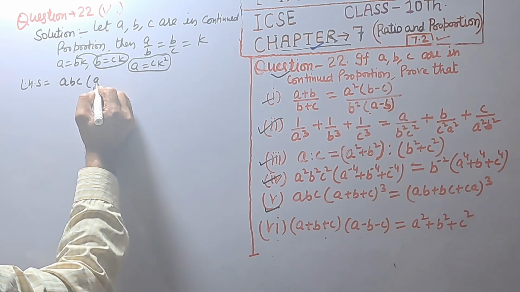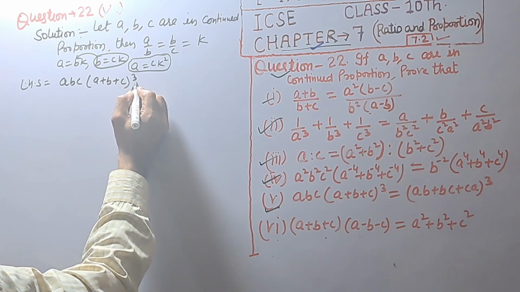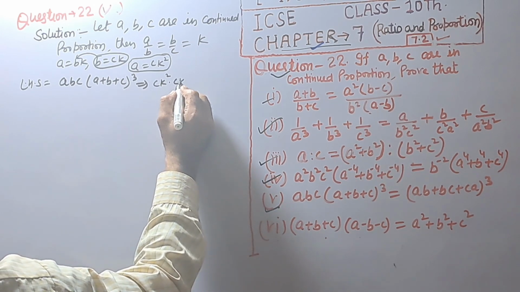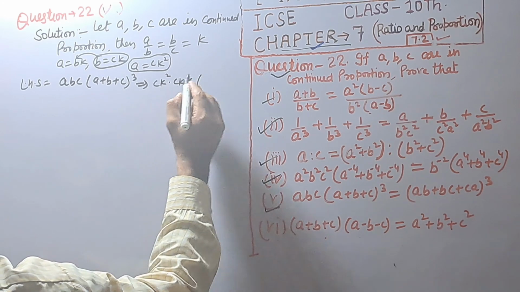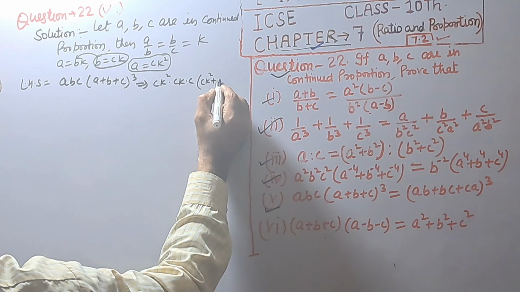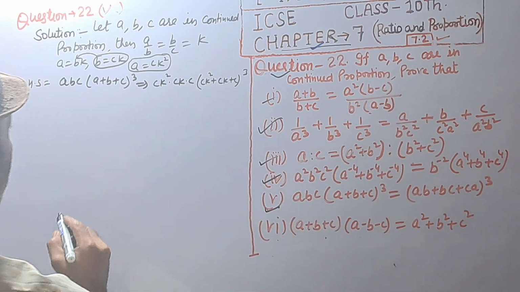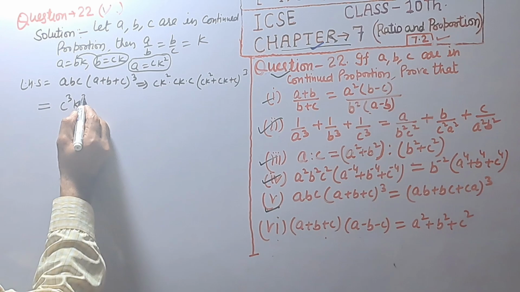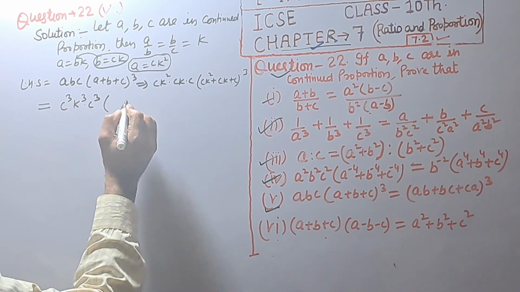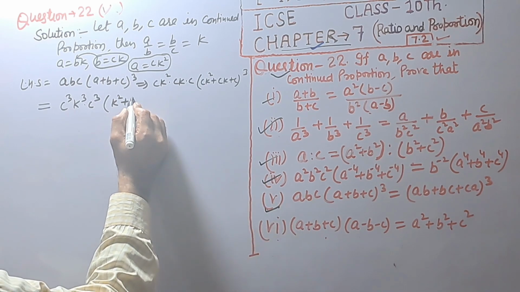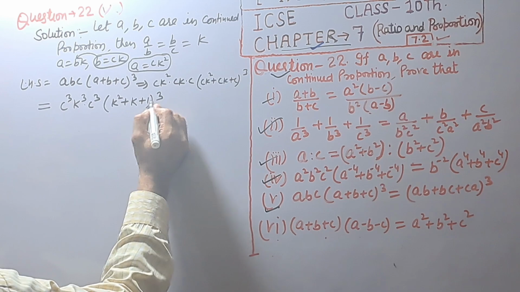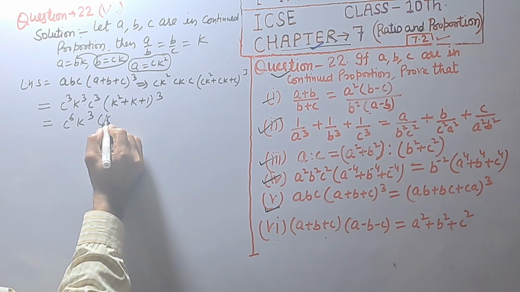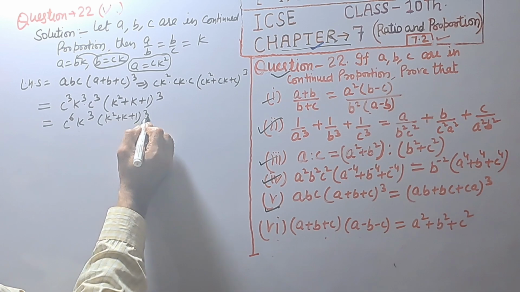abc into a plus b plus c raised to power 3, which implies a is equal to ck square, b is equal to ck, c, a is equal to ck square plus ck plus c raised to power 3, that is equal to c k square into k, that is c raised to power 3 k raised to power 3 common, so c raised to power 3 is common, and in bracket we get k raised to power 2 plus k plus 1 raised to power 3, and this will be c raised to power 6 k raised to power 3 into k square plus k plus 1 raised to power 3.